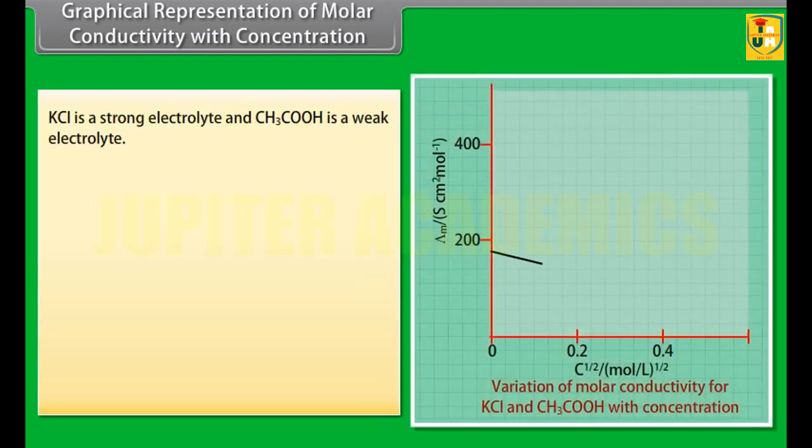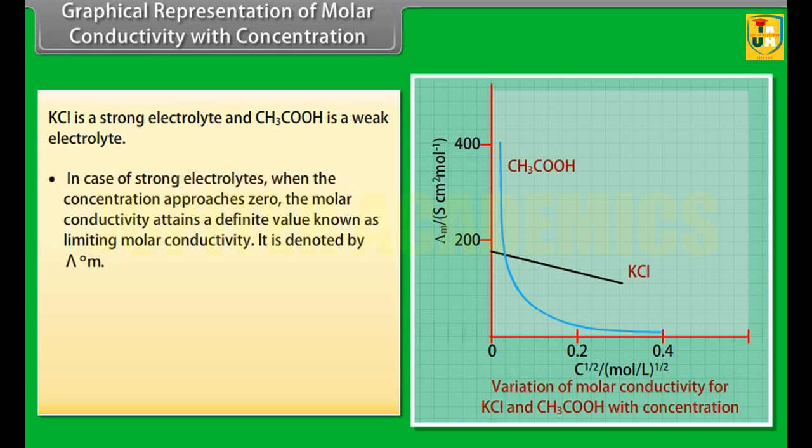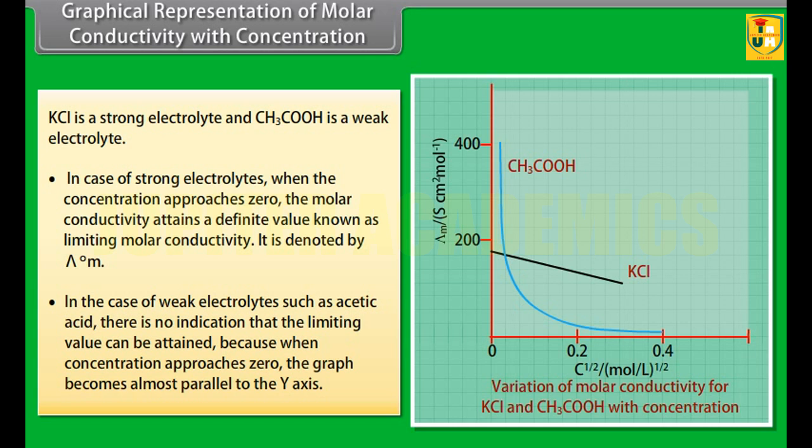KCl is a strong electrolyte and CH3COOH is a weak electrolyte. A graphical representation shows the variation of molar conductivity with concentration. In case of strong electrolytes, when the concentration approaches zero, the molar conductivity attains a definite value known as limiting molar conductivity. It is denoted by lambda naught m. In the case of weak electrolytes, such as acetic acid, there is no indication that the limiting value can be attained, because when concentration approaches zero, the graph becomes almost parallel to the y-axis.